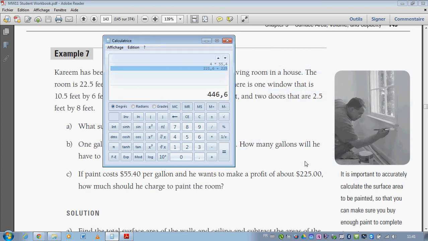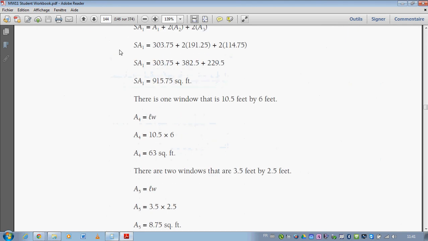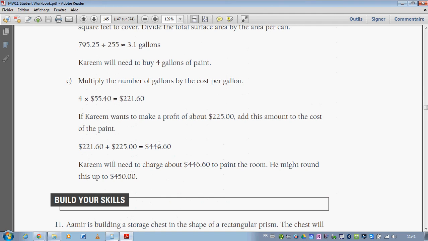So he'd add $225, and that means that he would have to charge $446.60 to cover the price of the paint, and also to make sure that he gets paid $225 for his work, for the labor. And that's what they do down here at 446.